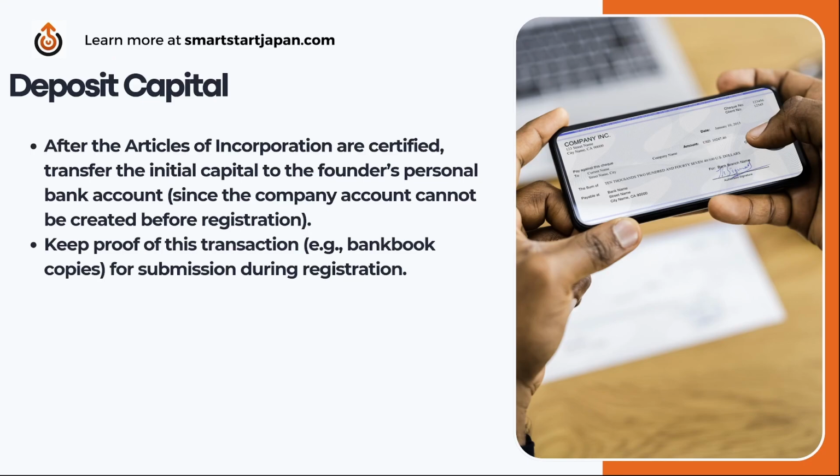It is important to keep documentation of this transaction. For example, copies of your bank book or transaction receipts will need to be submitted to the Legal Affairs Bureau as part of your company registration. The amount of capital you deposit should reflect the goals of your business and the same amount in your articles of incorporation. While there's no minimum required by law for a GK, having sufficient capital improves your company's credibility, especially when working with banks or other institutions in Japan.